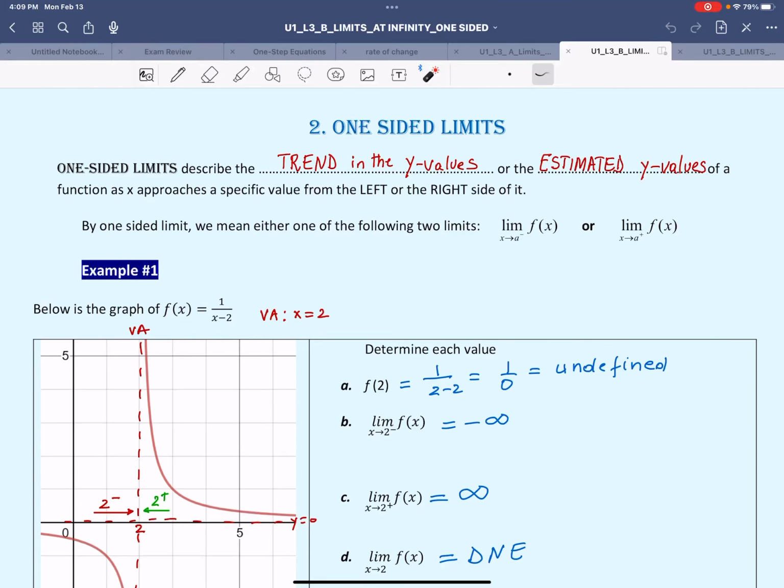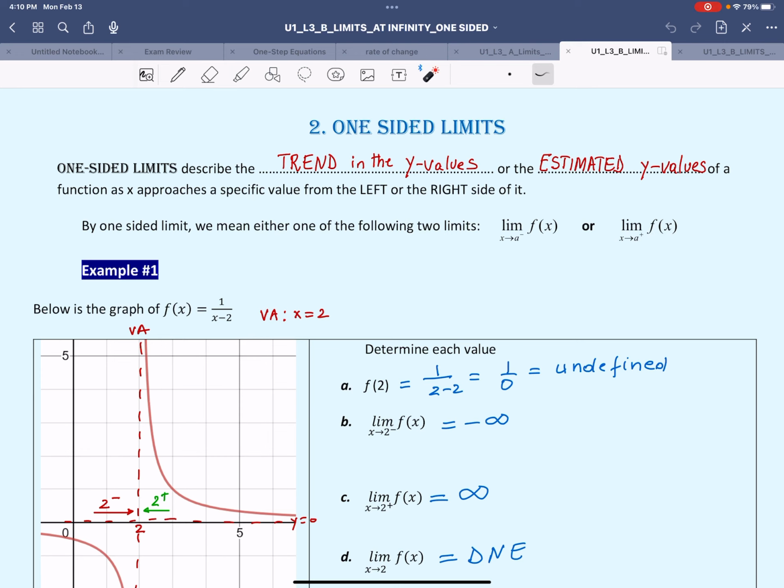We'll continue with the lesson on limits, and more specifically, we are exploring one-sided limits. Recall that one-sided limits describe the trend in the y values, or the estimated y values of a function, as x approaches a specific value from either the left or right side of it. So by one-sided limit, we mean either the limit of f of x as x approaches a number a from the left side of it, or the limit of f of x as x approaches a from the right side of it.